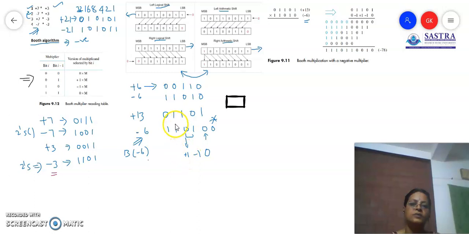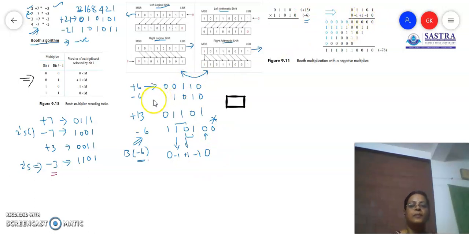And then again 1, 0. So for this pair 1, 0, it is going to be minus 1. And then you have 1, 1. So for 1, 1, it is going to be 0. So the Booth encoded format for minus 6 is 0, minus 1, plus 1, minus 1, 0. So that's what is written here, 0, minus 1, plus 1, minus 1, 0.